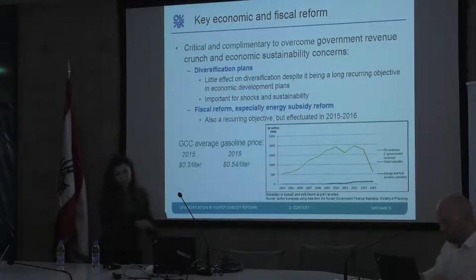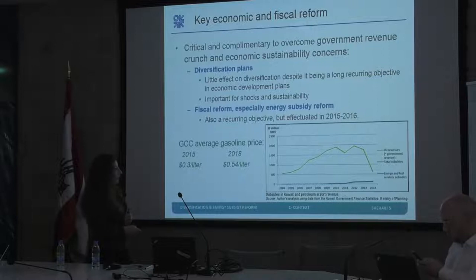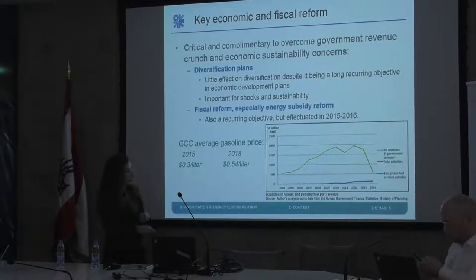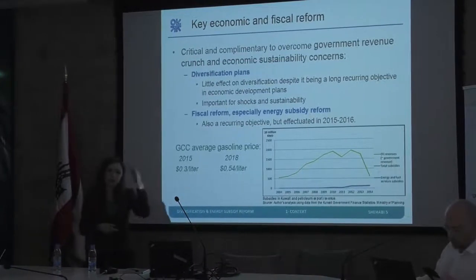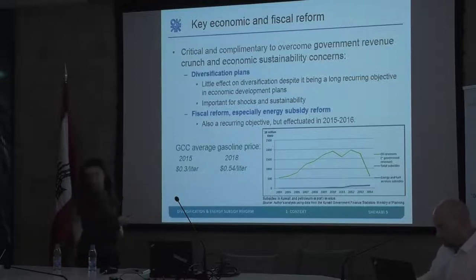The other one is fiscal reform. And unlike diversification, there's been some improvement and some success on fiscal reform. And this was particularly after the drop of the oil price again. And this is another example where the oil revenues were moving with the oil price and declined after 2014, while you have subsidies and fiscal cost increasing at some point, basically meeting. And that pretty much triggered reform. This is also using data from Kuwait, but it's similar trends across the oil exporters across the region. And in the GCC, for example, the oil price in 2015 was $0.3 per liter, and it went up 3 years later by 80%. So there's a bit of improvement on this front.